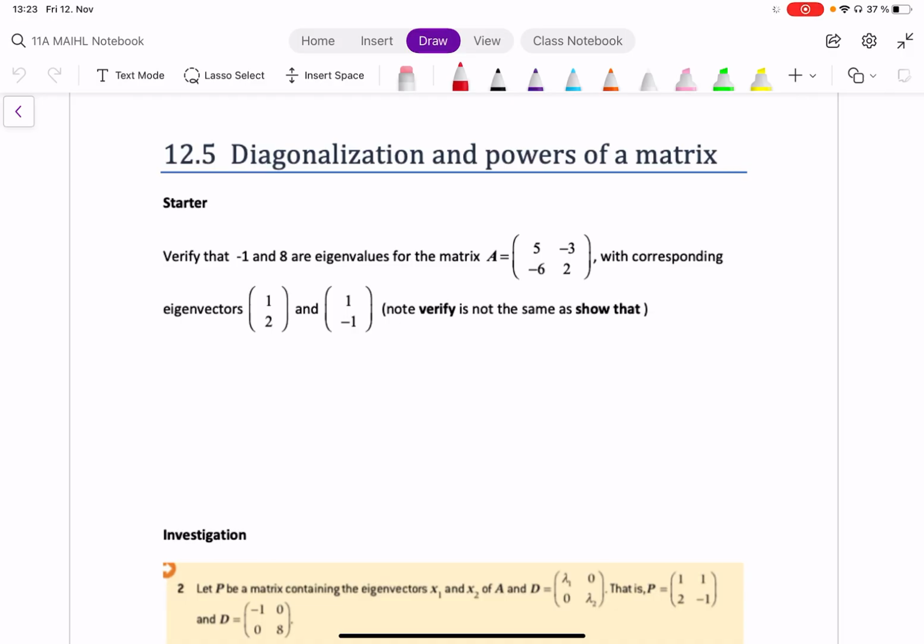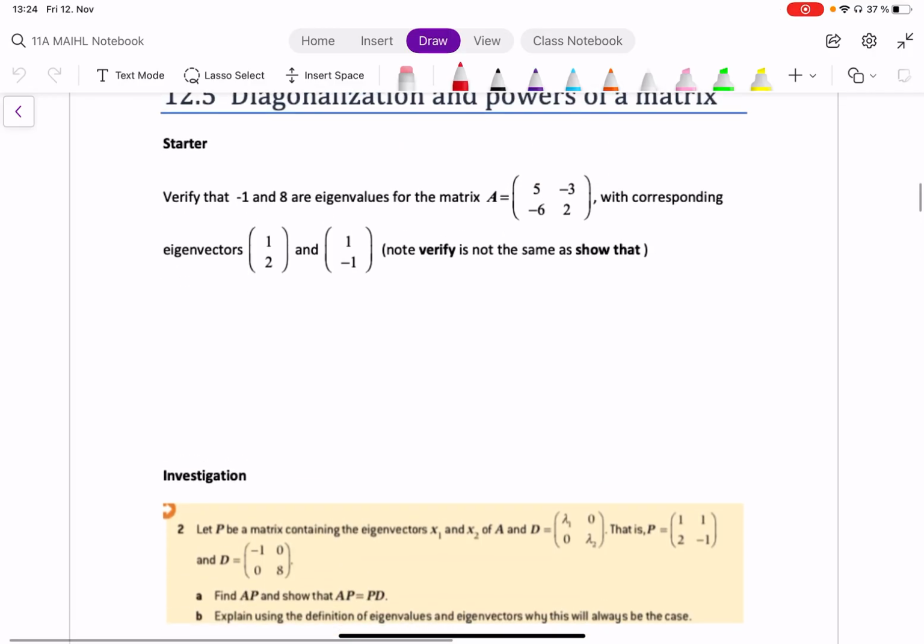All right, so today we're going to be looking at diagonalization and powers of a matrix. And so we'll talk about what those terms mean. We'll review a little bit of what we did with finding eigenvalues and eigenvectors, and we'll see how these two things are connected. So the first thing it asks us to do in the starter, it's kind of part of this investigation that you see down here.